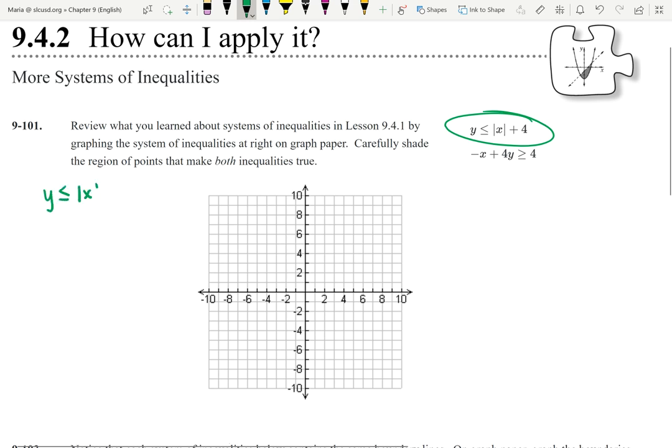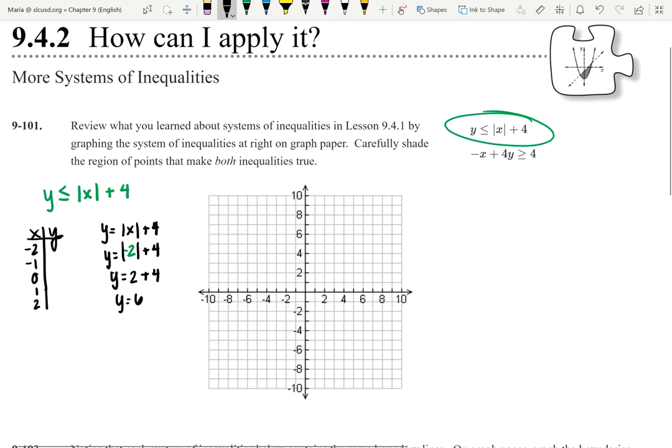To get this function graphed, let's make a table of values. An xy table, let's put some negative and positive values of x in there. And to get the y values, I'm going to just plug in each value of x into this equation. Okay, so if I plug in -2 for x, I get, well, the absolute value of -2 is +2, and +2 plus 4 is 6. So that's 1 point that I can plot, -2, 6.